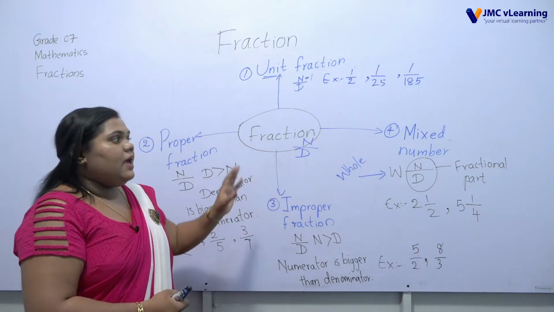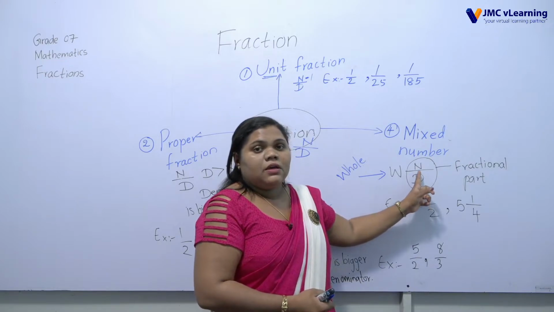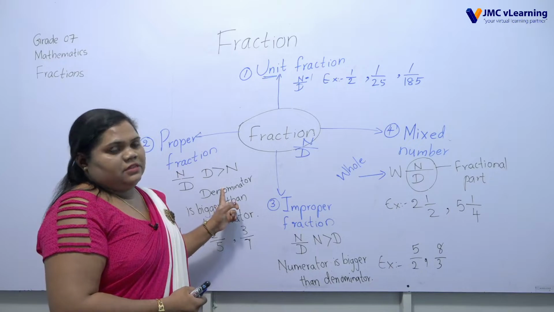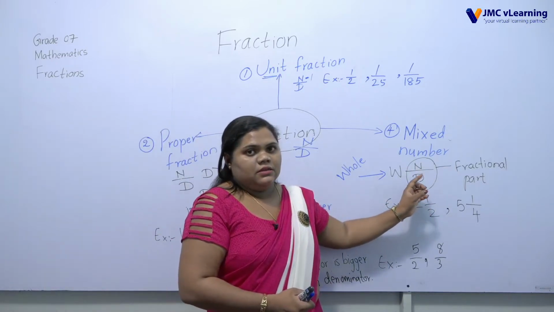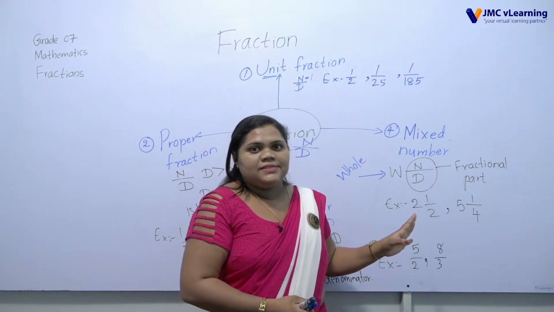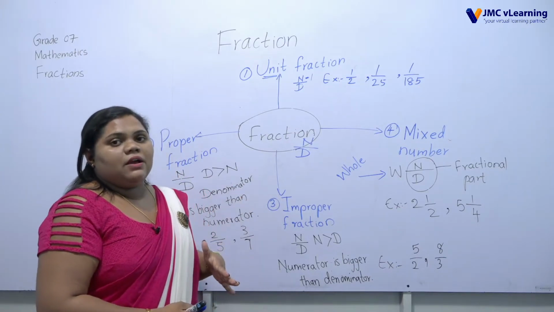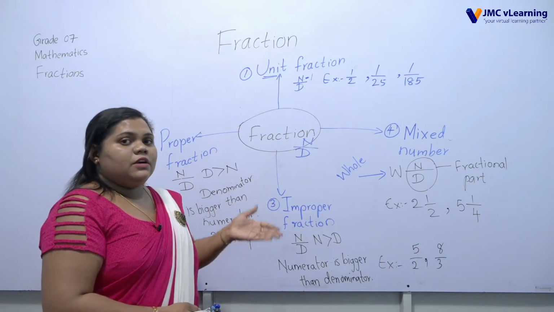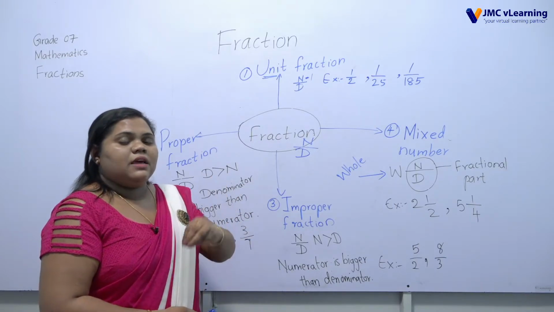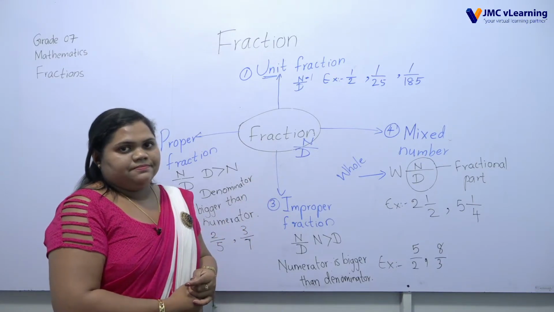Okay, and when we talk about the mixed number, I told you it has the fractional part. This fractional part is a type of proper fraction. Are you clear, children? I think you are very clear about those things. Now after that we are going to learn about how to convert proper fraction into mixed number, and after that we want to convert mixed number into improper fraction.